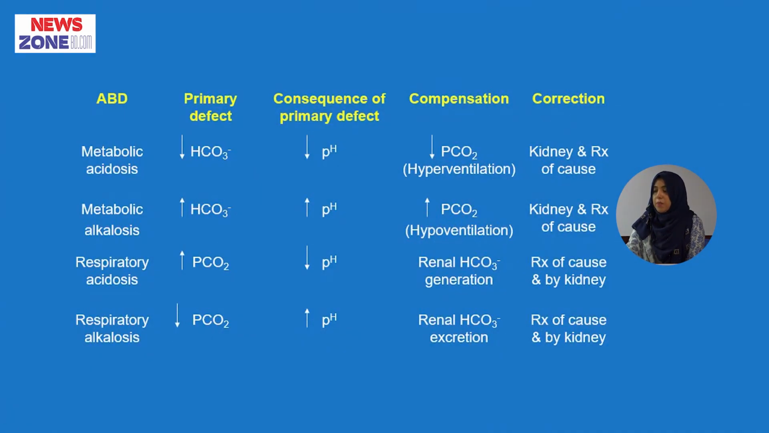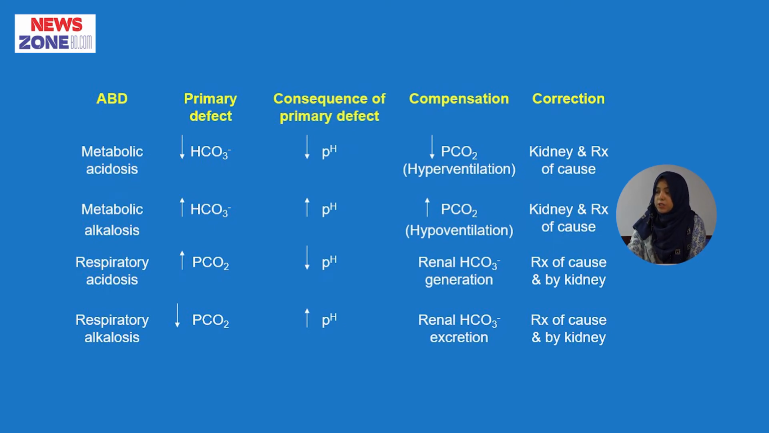Acid-base disorder: metabolic acidosis. The primary defect of metabolic acidosis is decrease of the bicarbonate ion. So, decreased bicarbonate ion tends to decrease the pH. How will we get compensated? By decreasing the partial pressure of carbon dioxide. And how can we decrease the partial pressure of carbon dioxide? By hyperventilation. How can we correct it? By the renal system.